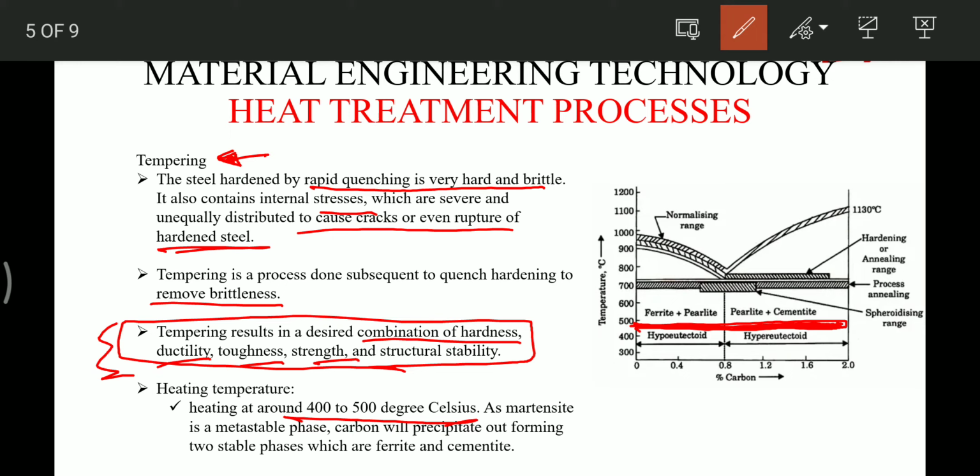As martensite is a metastable phase, carbon will precipitate out, forming two stable phases, which are ferrite and cementite. As we know friends, in martensite the transformation is diffusionless. So when we heat this martensite to 400 to 500 degrees Celsius, the carbon which is present precipitates out, as the martensite structure is not stable, it is metastable. The carbon precipitates out in two stable phases, ferrite and cementite.